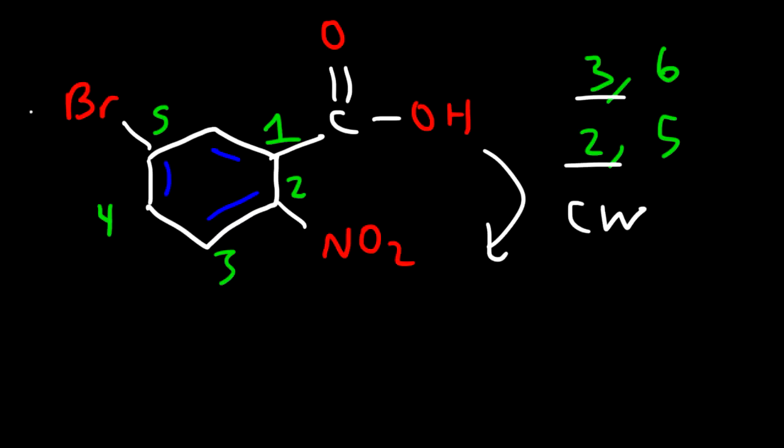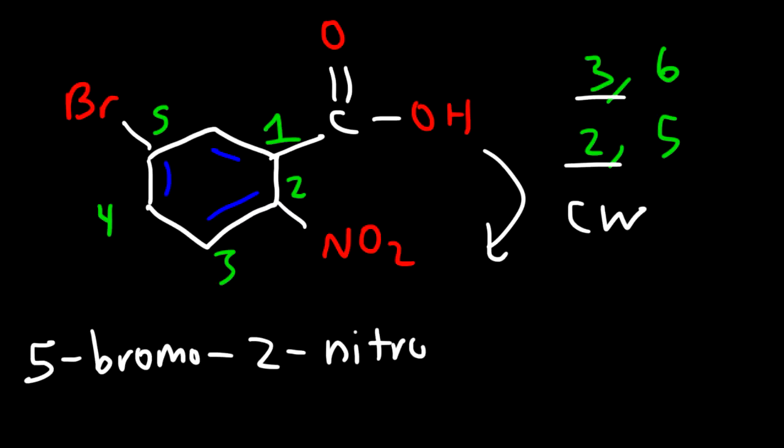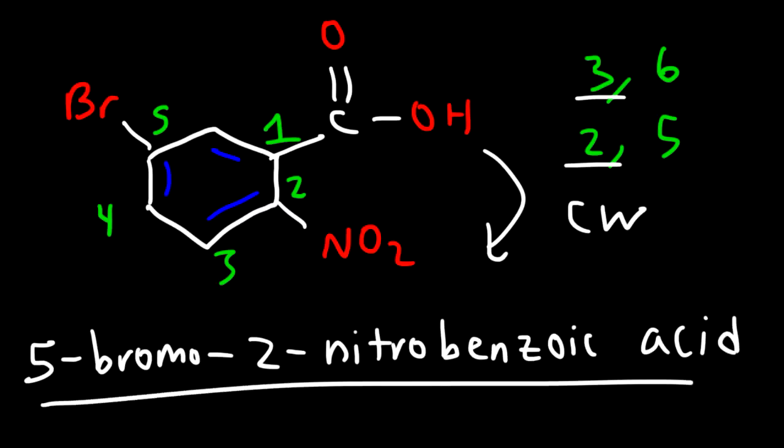Now we need to put it in alphabetical order. So bromo comes before nitro. So it's going to be 5-bromo-2-nitrobenzoic acid. And so that's how we can name this molecule.